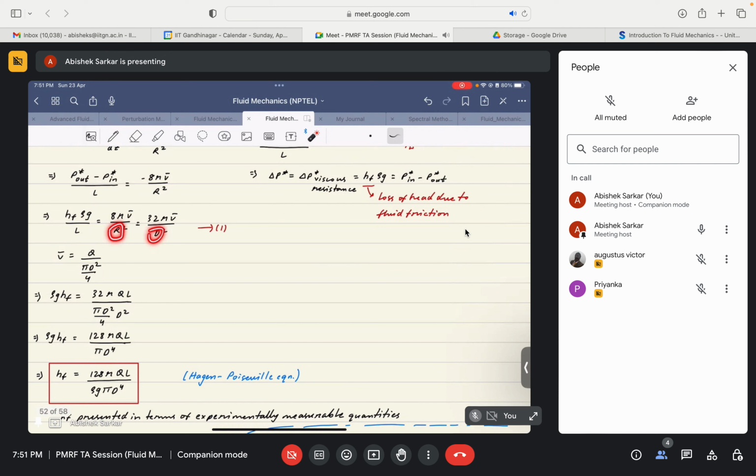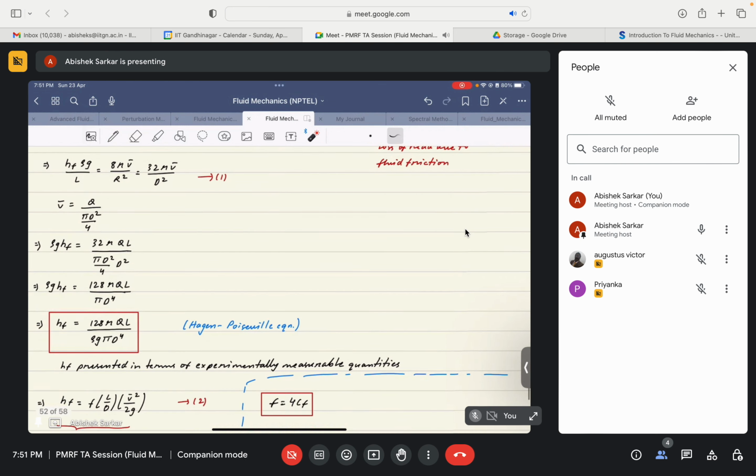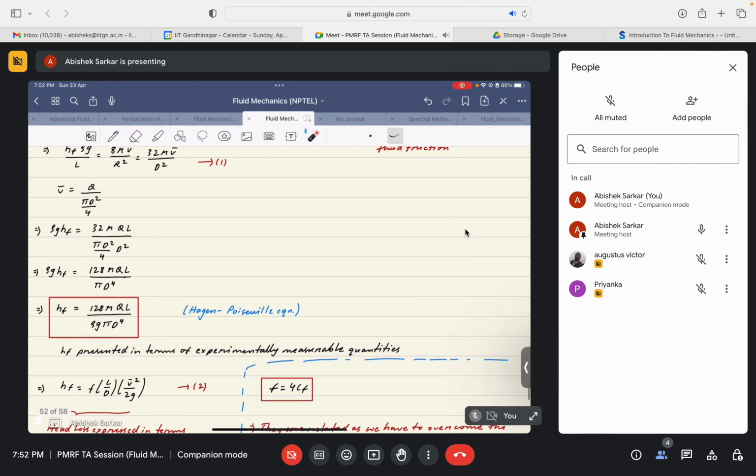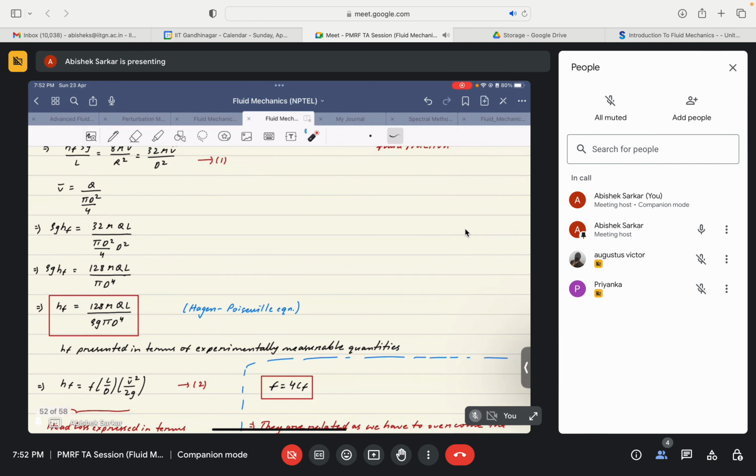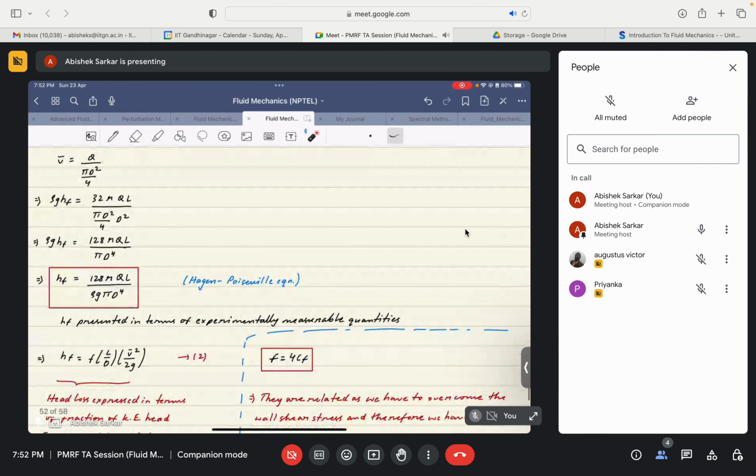Okay, so we equate this and then we represent R in terms of diameter. Then the numerator will be multiplied with a factor of 4, so it becomes 32 mu v. And then we again represent this mean velocity in terms of the flow rate and the area of the pipe. So we can write that rho g hf is equal to 128 mu QL by pi D to the power 4. And finally, if we substitute this in the denominator, we get hf is equal to 128 mu QL by rho g pi D to the power 4.